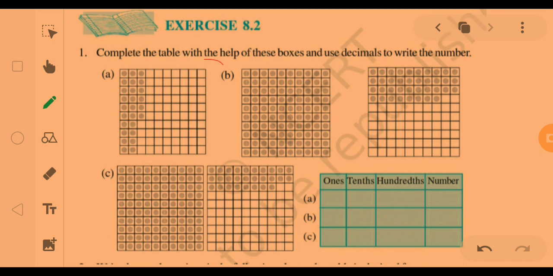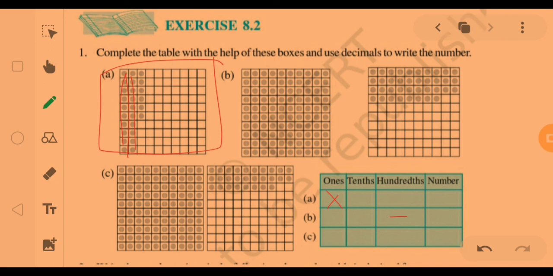Next, you can see again the same model question. This is the first one. You have to write ones. In the first one, A, there are no ones, because the square is partially completed, so you need not write anything in the ones column. And tens, how many tens do you see here? 2 rows are completed, so 2 tens. And the third column is partially filled, which you take for hundreds. How many hundreds do you see here? Count it and write it in the corresponding column.